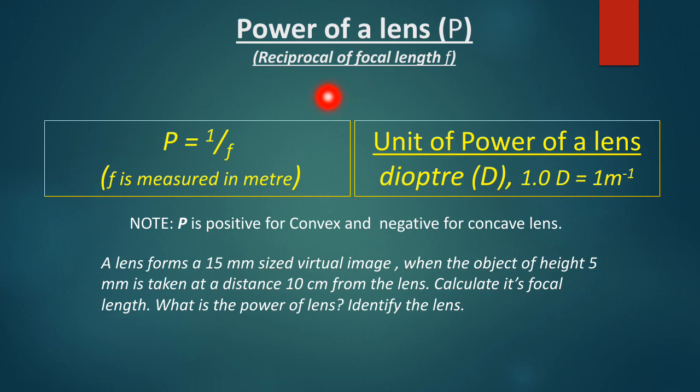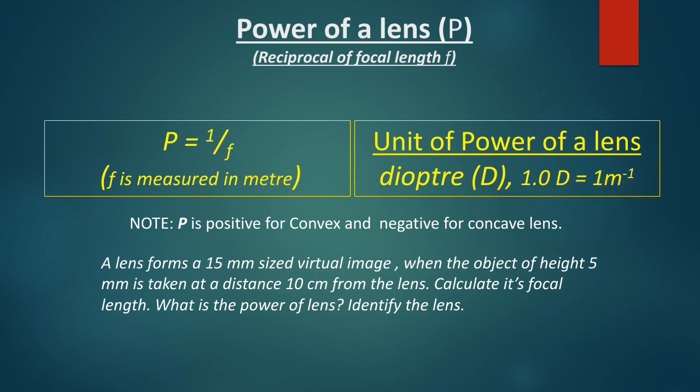Now see this one, the power of a lens. Power is the reciprocal of the focal length of a lens, and this focal length is to be taken in meter. So P, which is the power, is equal to the reciprocal of focal length, that is 1 by f, where f is taken in meter. If the focal length is given in centimeter, we have to convert it into meter and then put it. The unit of power of a lens is diopter. One diopter is equal to 1 per meter. So I have given 1 per meter. Why? Because you have to take it in meter.